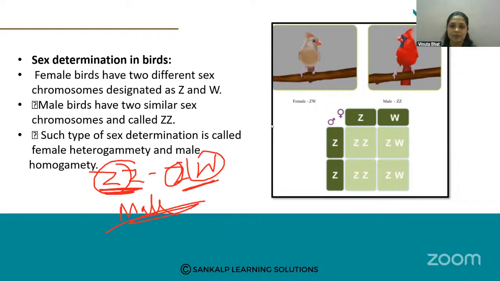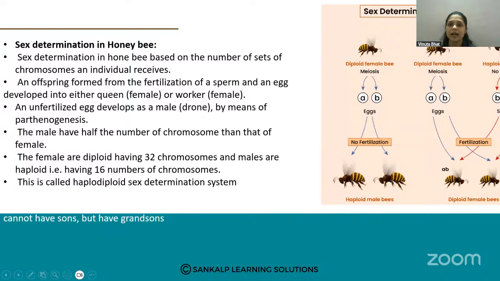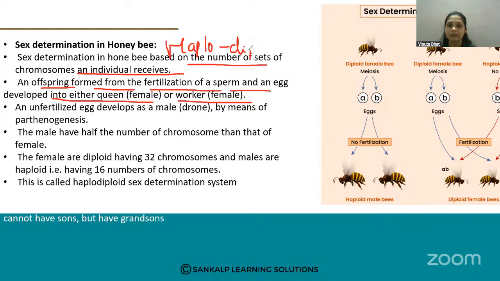The next thing is very important, sex determination in honeybee. Here sex determination is based on the number of sets of chromosomes an individual receives. An offspring formed from fertilization of sperm and egg develops into either a queen or a worker female. The sex determination in honeybee is called haplodiploid type of sex determination.